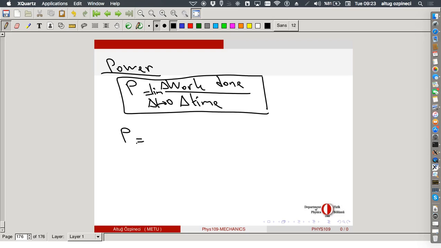Now, another way of expressing the same thing: if delta T goes to 0, then your displacement is almost 0. There's a very small displacement in that very small amount of time. But if the displacement is small, the force that you exert will be more or less constant. So it's a constant force, and the work done by that constant force is nothing but the force times your displacement. If you divide it by dt, this is nothing but F times the velocity.